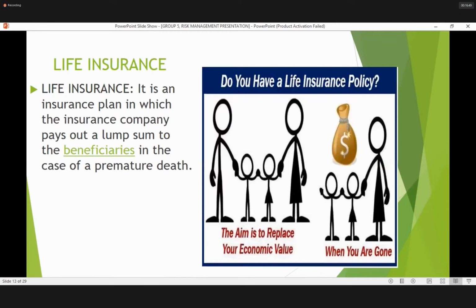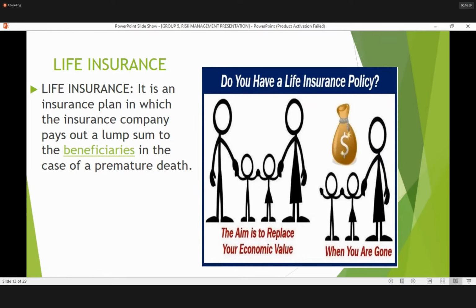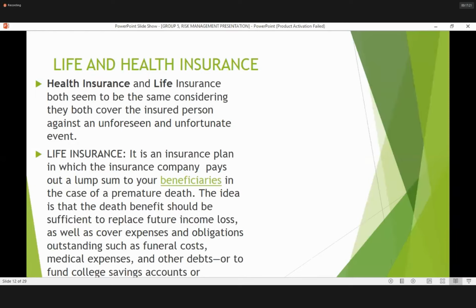And we give this picture. The picture is depicting, let's say, a husband, a wife, and their children. So somehow in the course of the line, the husband maybe lost his life. So it says the aim is to replace the economic value while you are lost. So meaning while he was alive, he had a life insurance policy where he was saving some premiums. So after he died, there was some money for his family, money that can cover outstanding funeral costs, medical expenses, and other debts.